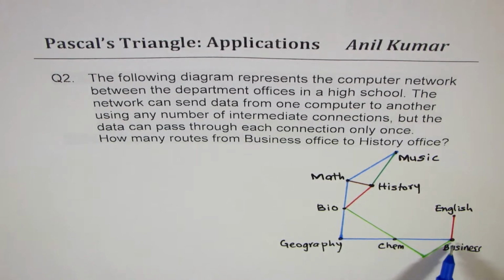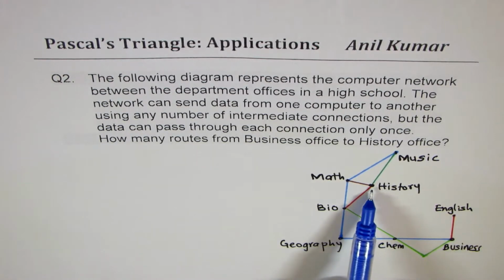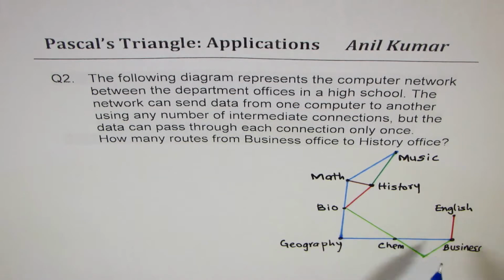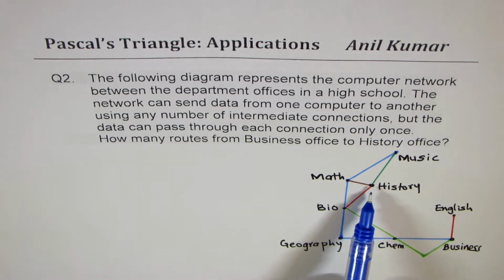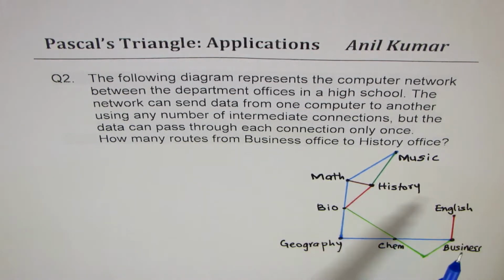So this is the location of business house and that is the location of history house. Now, how many connections or routes can be there for data to get transferred from business to history? You can always pause the video, answer this question, and then look into my suggestions.